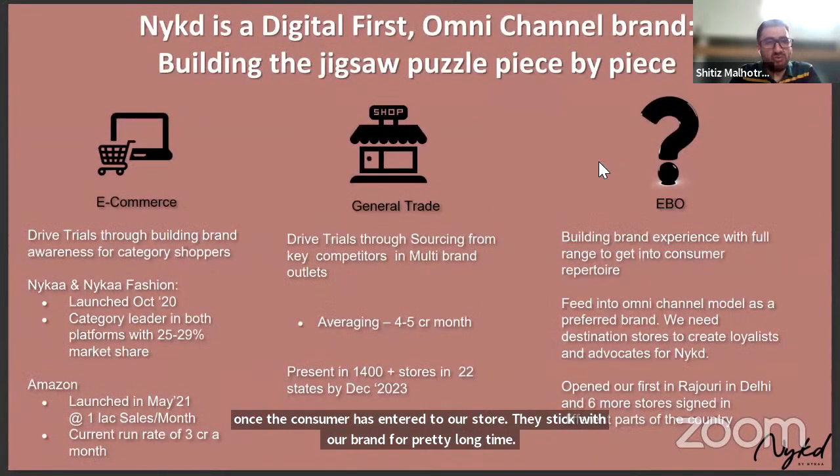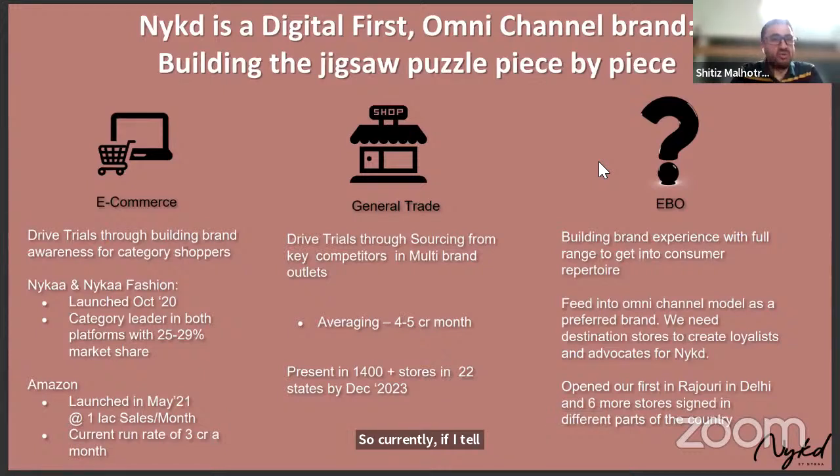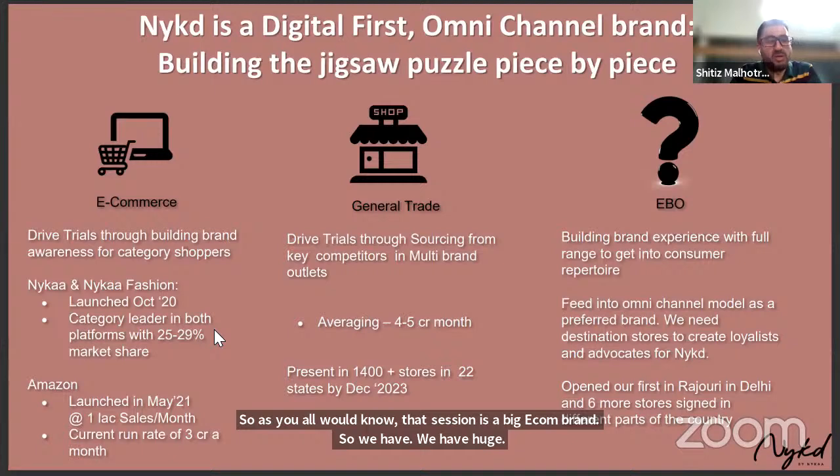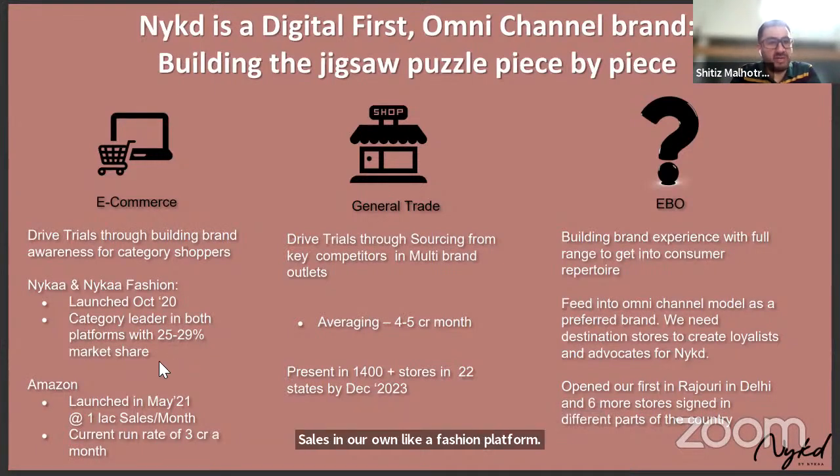Currently, if I tell you how our model is structured, as you all would know, Nykaa Fashion is a big e-com brand. So we have huge sales on our own Nykaa Fashion platform for Naked by Nykaa, and the platform is growing by 25 to 29%. On Amazon, we launched our brand on May 21st, and our current run rate is 3 crores plus. I also look after the Amazon business, and we are already crossing 4.5 crores per month.